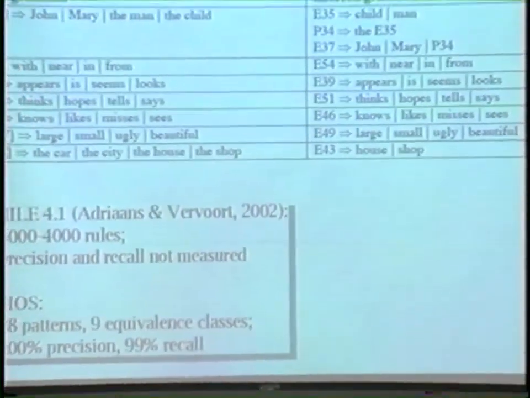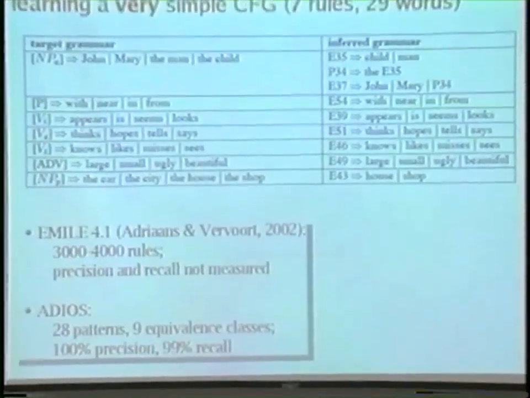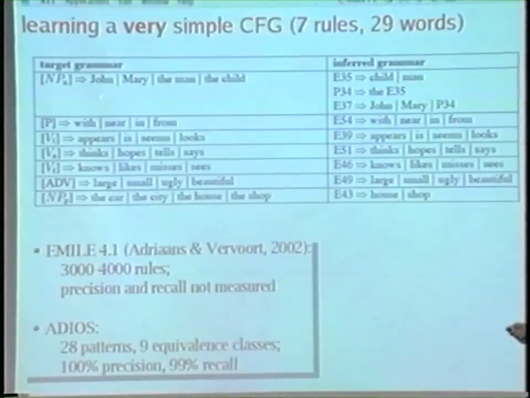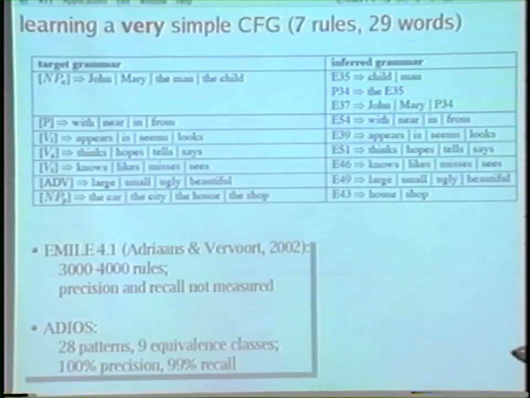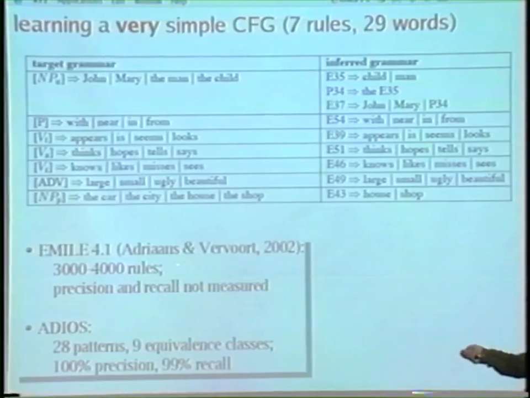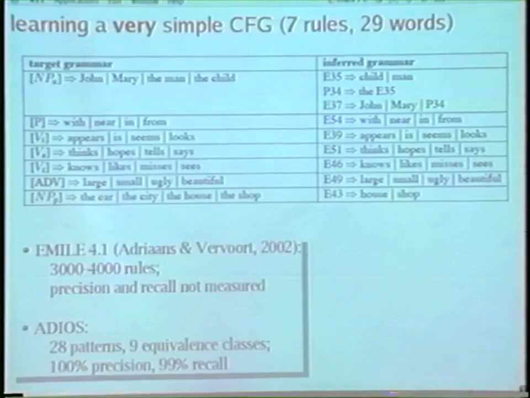So now let's see some evaluation of how this thing works on some standard benchmarks. This target grammar on the left is the one you'll find in a recent paper on grammatical inference by Adriaans and Vervoort.